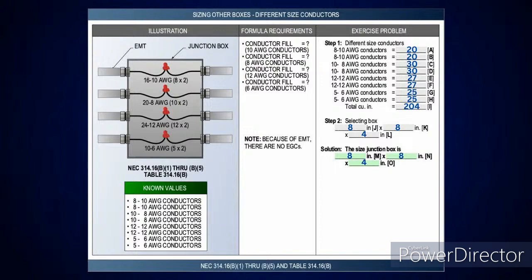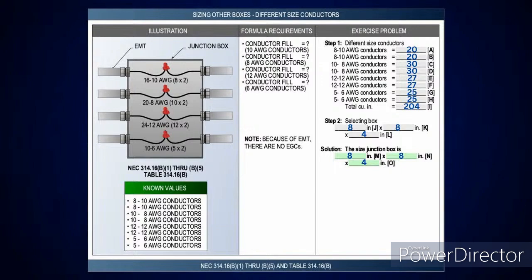Okay. Now, this one here, if I look at my 8 number 10s, what is number 10 good for? Well, that's good for 2.5. So if I take 2.5 per Table 314.16(B) times 8, that's going to give you 20 cubic inches for the first two. Then I got 10 number 8s, what's a number 8 good for? It's 3 cubic inches. So 3 times 10 is going to give me 30.